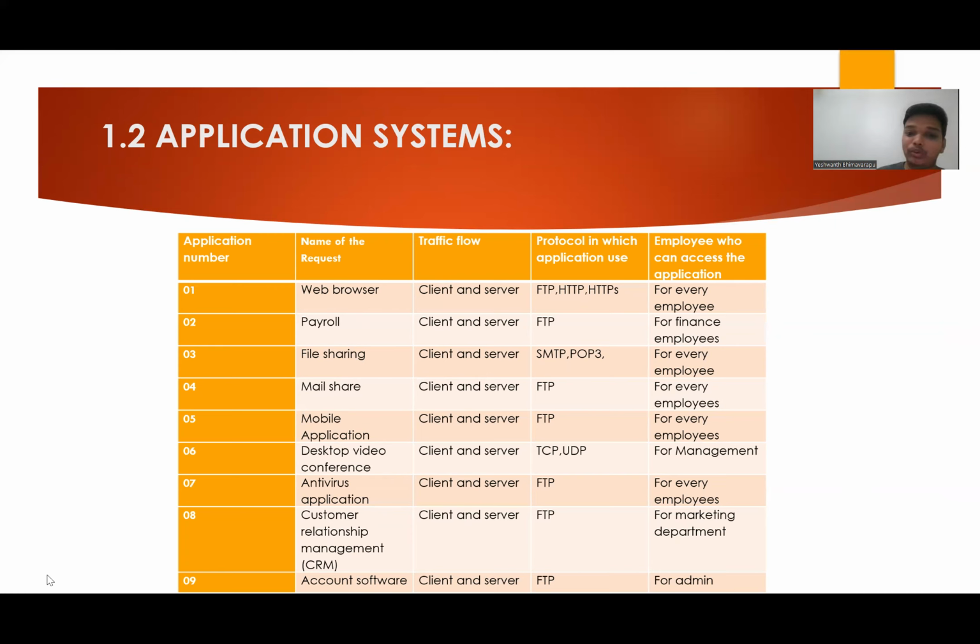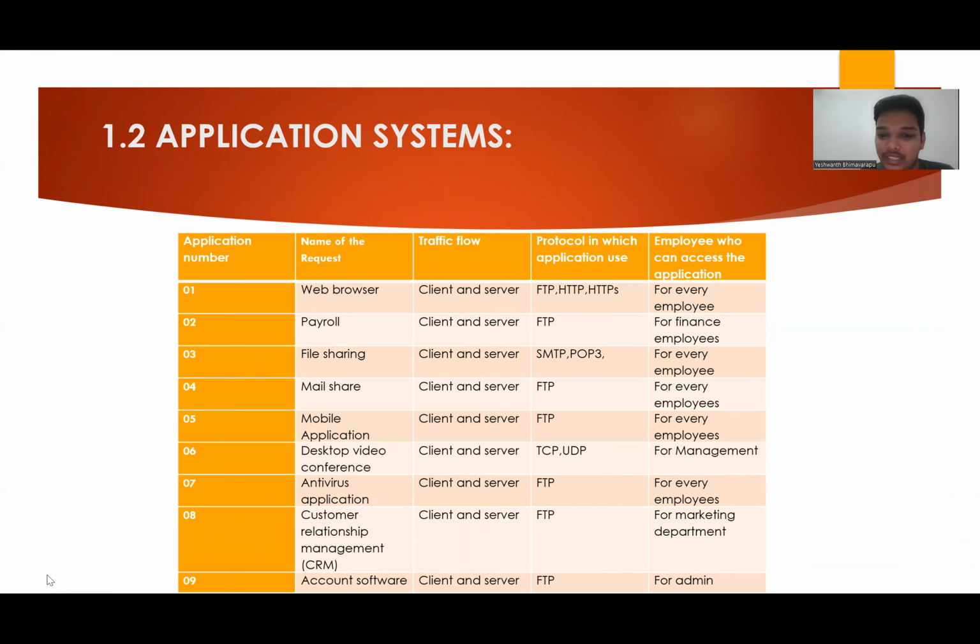For the web browser, the flow is client and server, with the protocols FTP, HTTP and HTTPS, for every employee. For payroll, it's the same client and server, with FTP for finance employees. For file sharing, client and server, with SMTP, POP3 for every employee. For mail share, the traffic flow is the same, client and server. For all the other requests as well, I provided a client and server traffic flow, but the protocols change for every one.